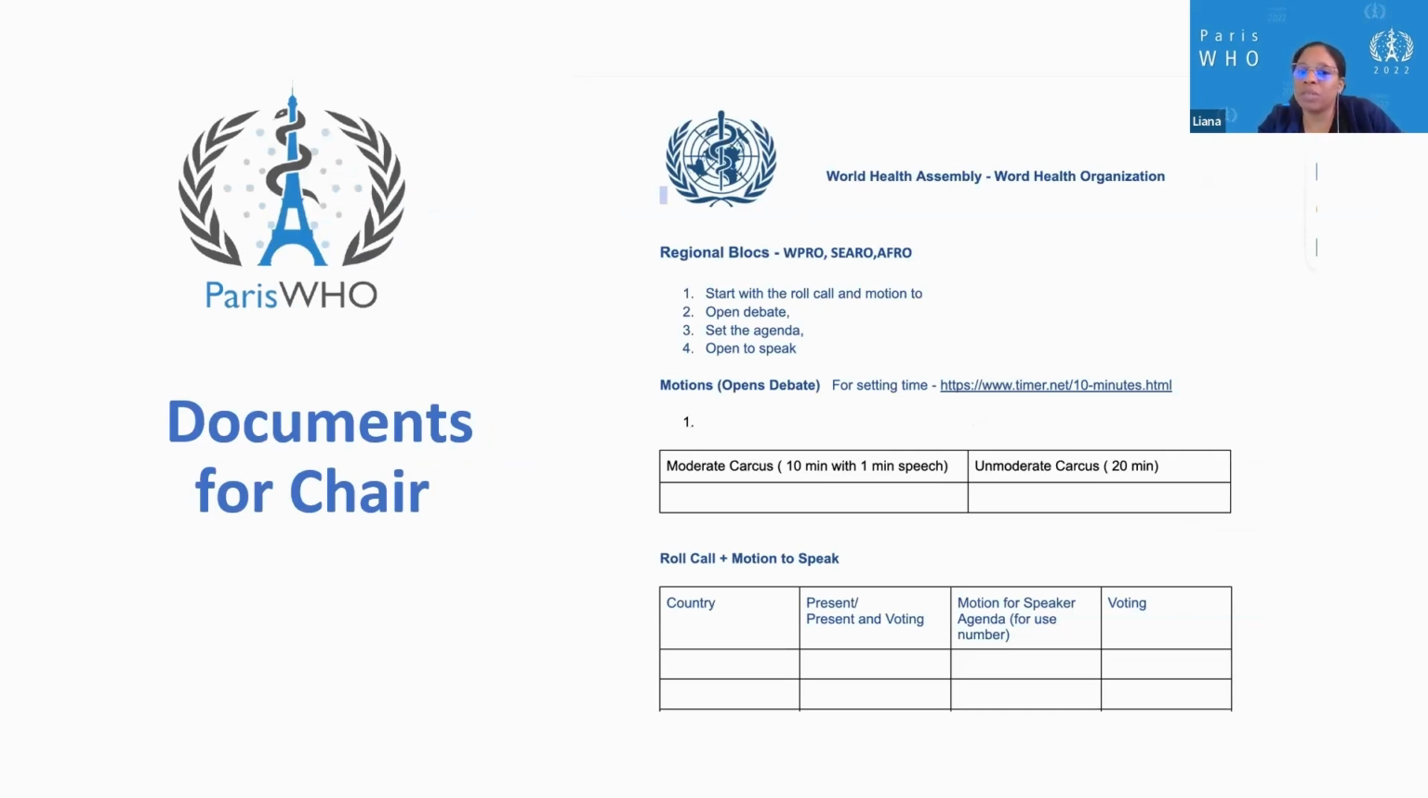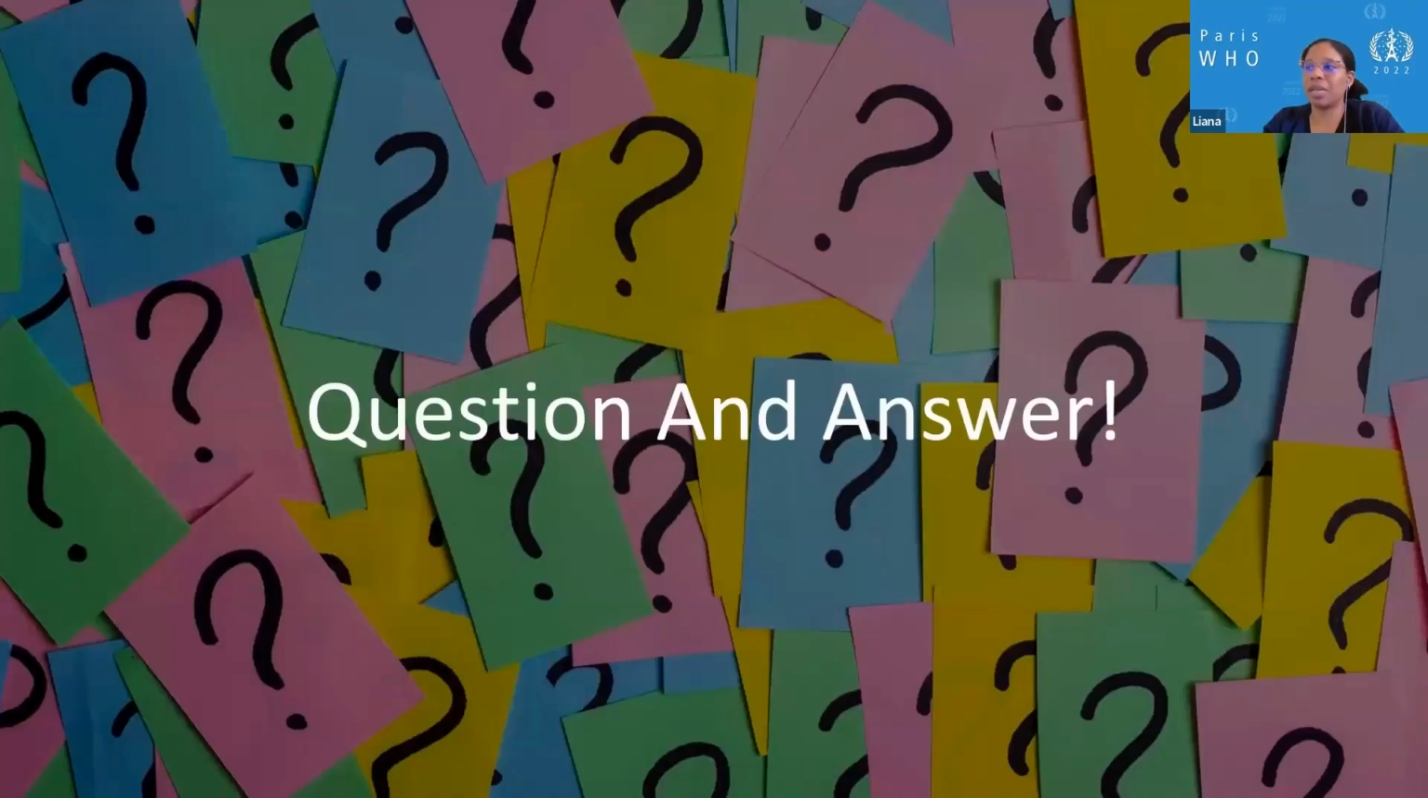When we break you out into the regional block rooms, you will get access to a shared document, which the chair, primarily the chair or vice chair, will use to take roll call, to make notes on what is being discussed, to make notes that will be used to draft the resolution, and anything else that's necessary.